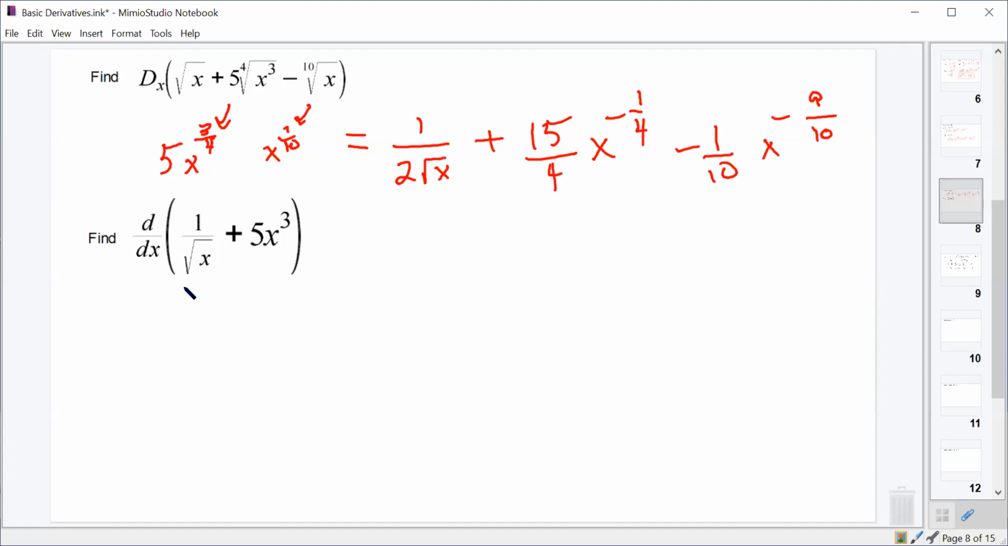Now what about the 1 over root x? That's x to the negative 1/2 to start with, right? So when we take the derivative, it should be negative 1/2 x to the negative 3/2, and then the second term was just an easy one, 15 x squared. Any issues with that?